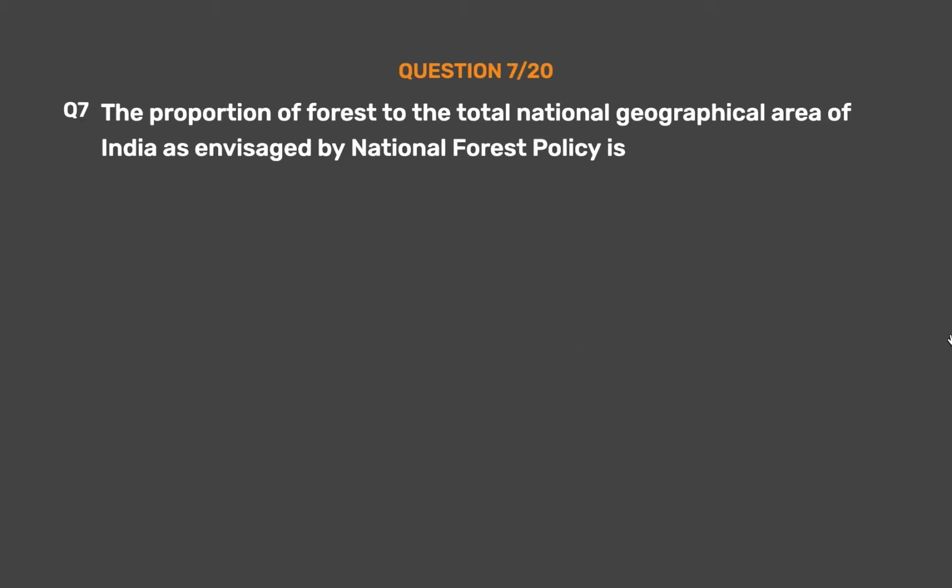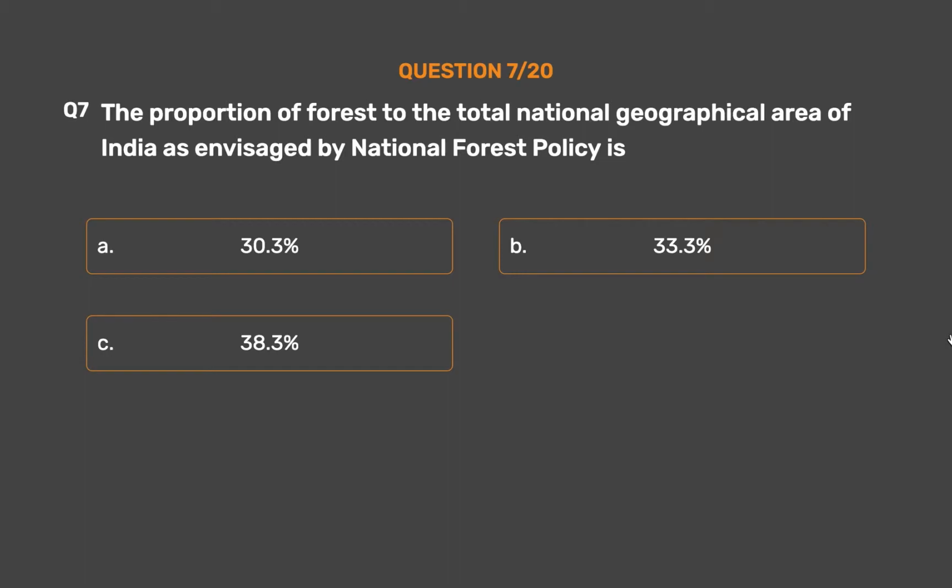Question number 7. The proportion of forest to the total national geographical area of India as envisaged by National Forest Policy is Option A. 30.3%. Option B. 33.3%. Option C. 38.3%. Option D. 42.3%.